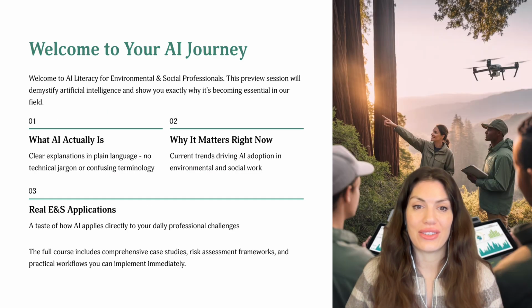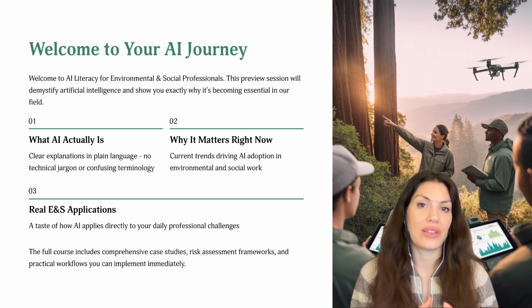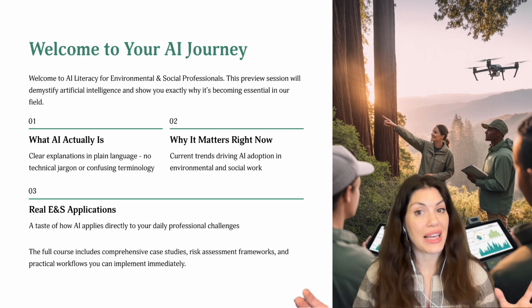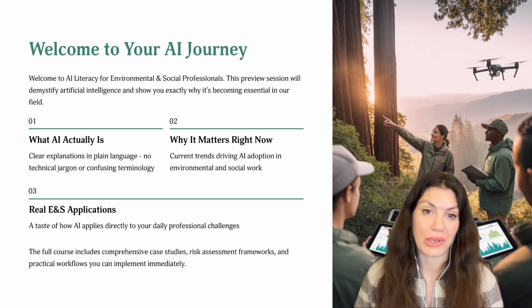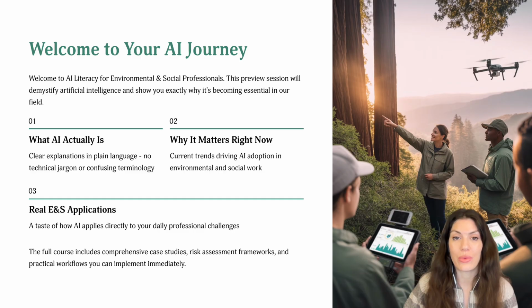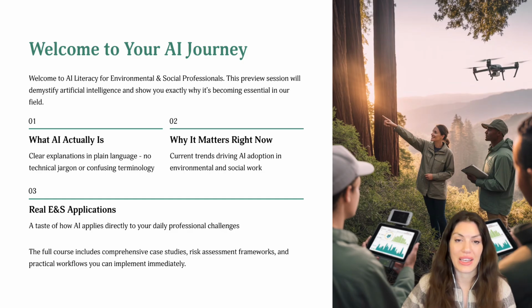Today, we'll cover three objectives: what AI actually is, with clear explanations in plain language. You know me, no technical jargon or confusing terminology. We're going to cover why it matters right now, talking about the current trends in AI adoption in environmental and social work. We will also talk about real E&S applications.